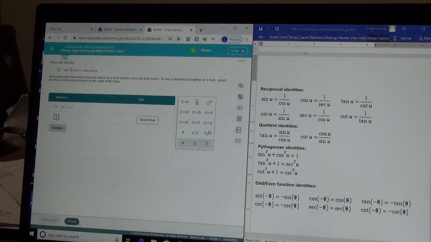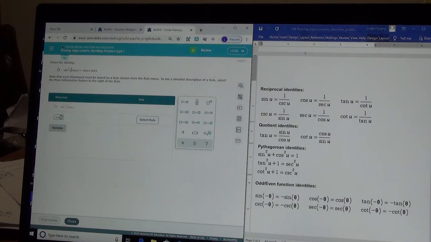In this case, I see I have 1 minus sine squared. Again, when I have that in the parentheses like that, I always think of my Pythagorean identity. And you'll notice that we have the sine squared plus the cosine squared equals 1. If I rearrange that and move the sine squared to the other side, I'm going to have 1 minus the sine squared equals the cosine squared. So my first step there is I'm going to change that into cosine squared.